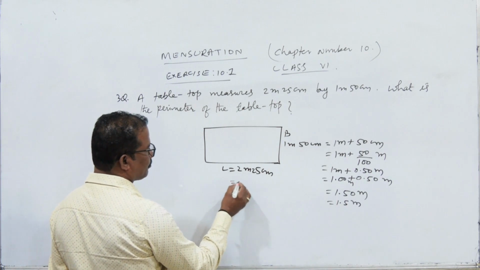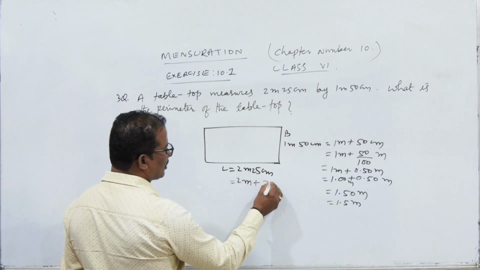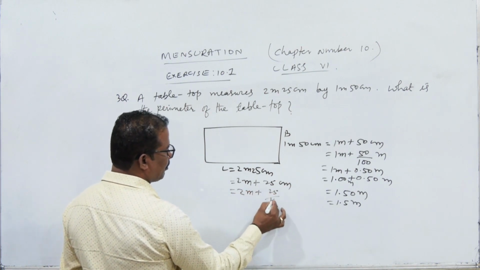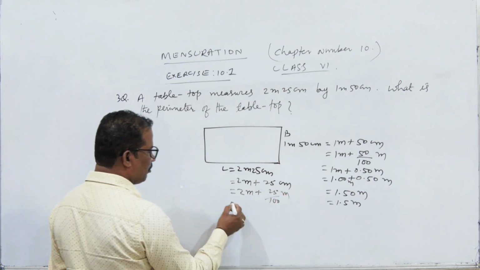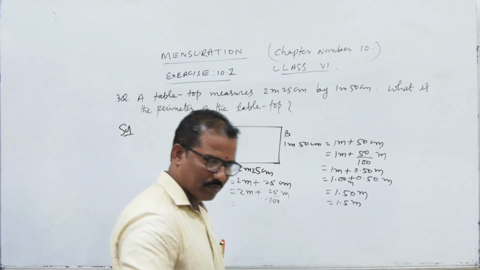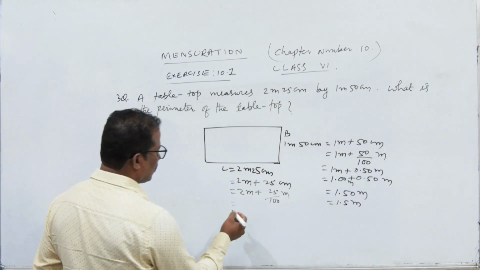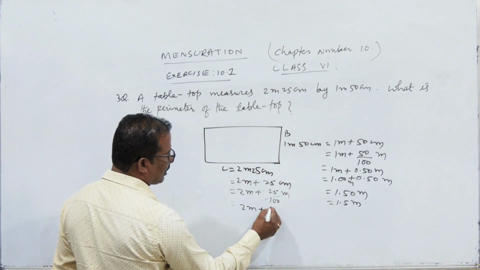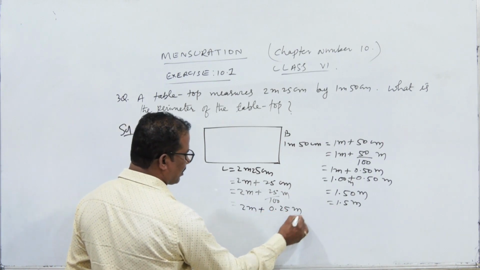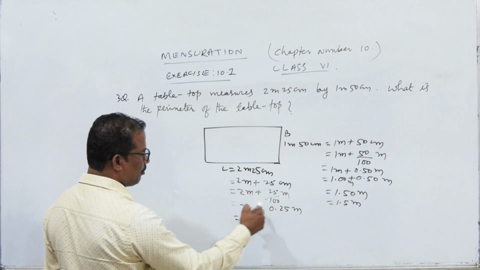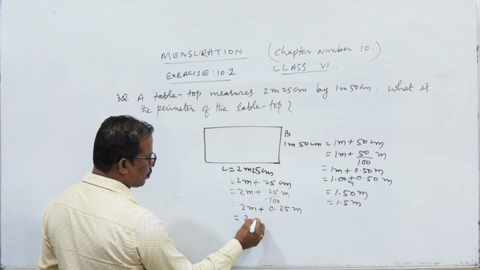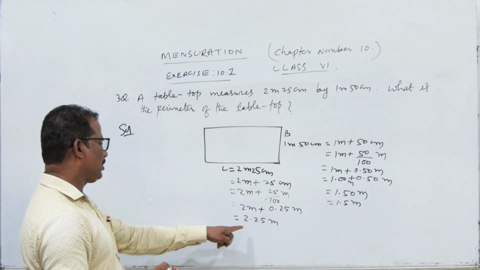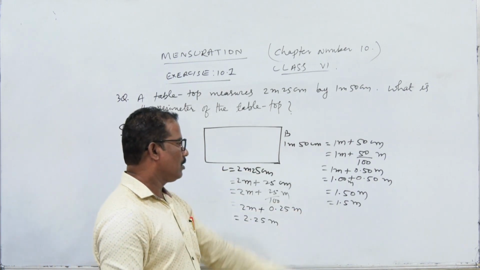Similarly for the length also, 2 meter, then 25 centimeter. That is 2 meter, then 25 divided by 100 becomes now in meter unit. So 2 meter, then if you divide 25 by 100, we get 0.25 meter. If we add the 2 as the whole number, it is 2.25 meter. So now the length of this tabletop is 2.25 meter and the breadth is 1.5 meter.